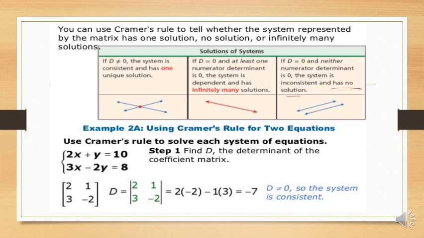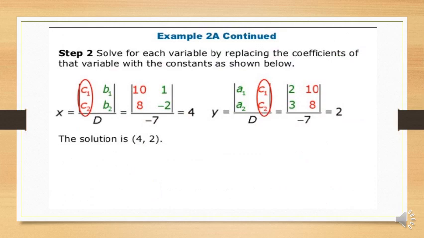Now, if this is another example, you can convert the equations into this kind of matrix and find the determinant. As it is not equal to 0, the system is consistent, as this tells us. Now find the values of x and y as we have done previously, and you can find the solution.